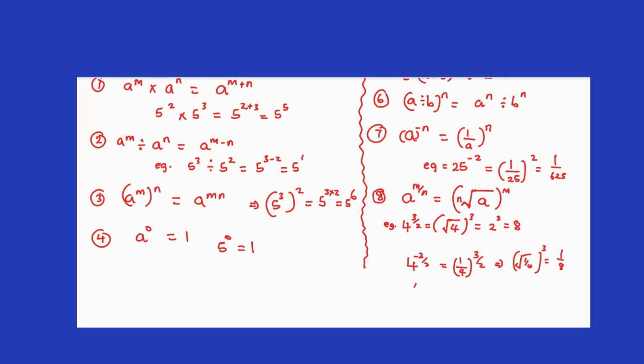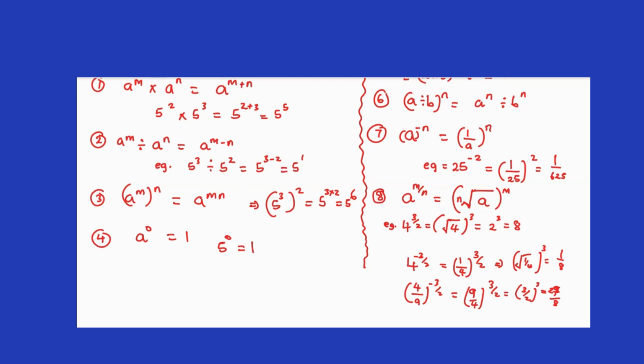Even when we have 4 over 9 raised power negative 3 over 2, this one will be simple. Find the reciprocal of what is in the bracket, that is 9 over 4. 4 over 9 reciprocal is 9 over 4. Then the power changes to positive. You see that one is very easy. It will be 3 over 2 raised to power 3, which is actually 27 over 8, and that is if you put it as a mixed fraction.